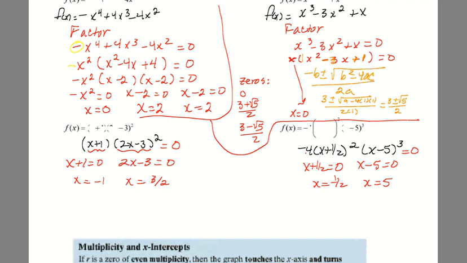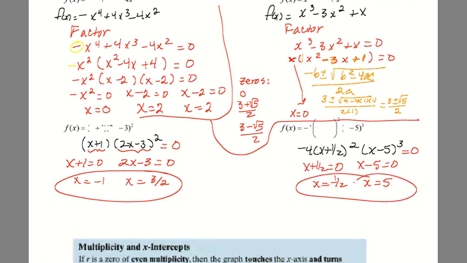Notice I didn't set this front part equal to 0 because there isn't a variable with it. It's just -4. I'm not going to set it equal to 0 because -4 never equals 0. So it's not necessary when you have a constant up front to set it to 0, just if there would be a variable with it. If that were -4x times x plus 1/2, then the -4x would be set to 0 and solved for x. Only if it has a variable. So here's the list of zeros for that one. Here are the list of zeros for that one.